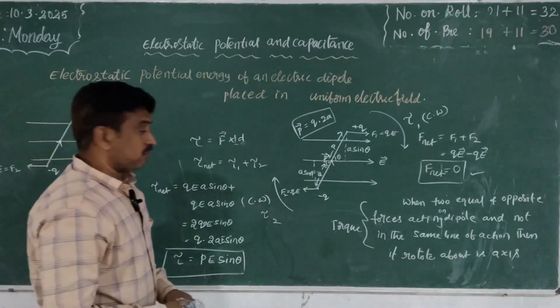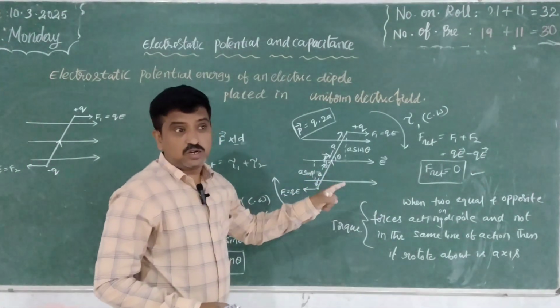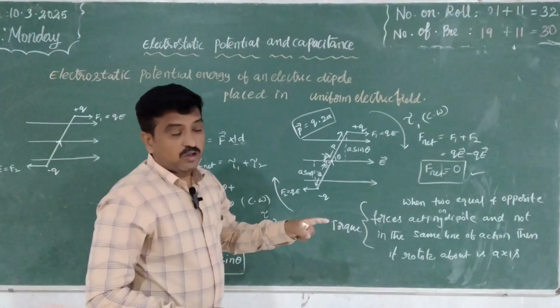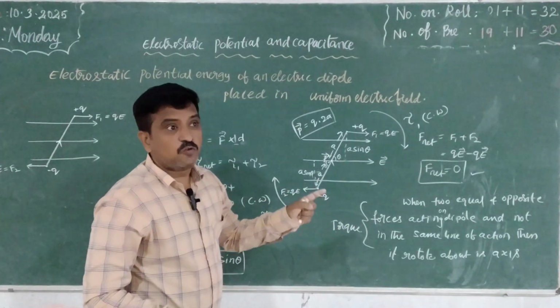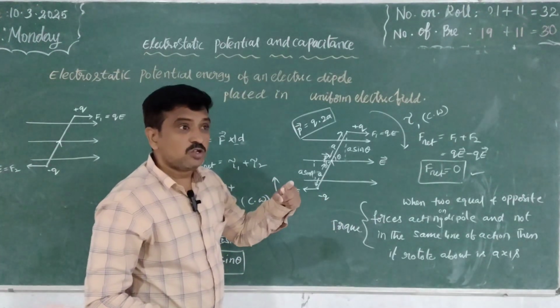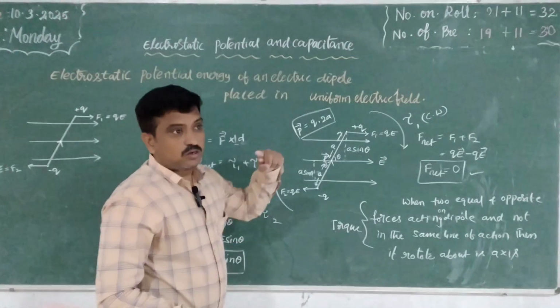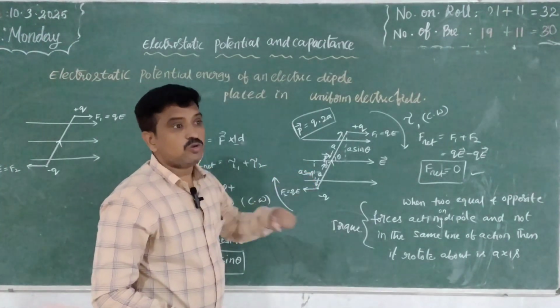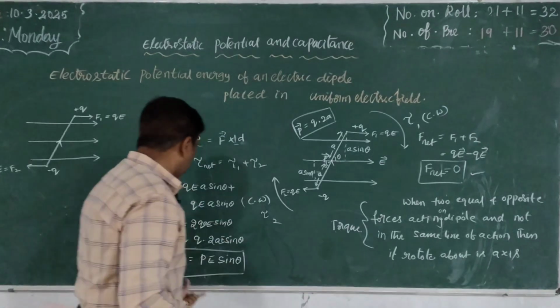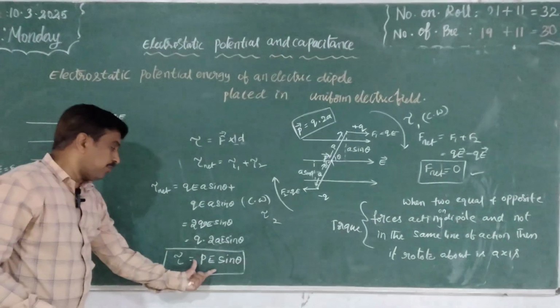When an electric dipole is placed in an external uniform electric field, the force acting on it is called the moment of force, which rotates the dipole about its axis. So what is the torque now?